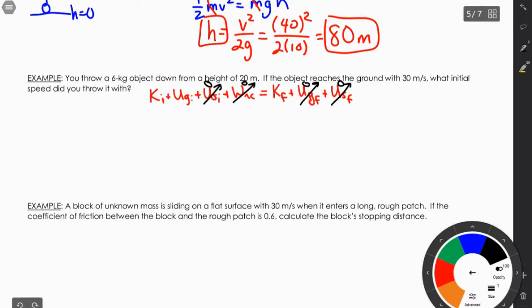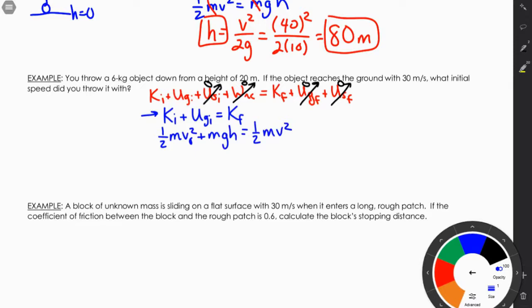So that means our final potential energy is 0, right? And so now, what do we have left over? We have Ki plus Ugi equals Kf. And what we're looking for is contained in Ki, the 1/2 mv squared. So we're going to do 1/2 mv0 squared plus mgh equals 1/2 mv final squared. All right, and we're going to solve this equation for v0 squared.